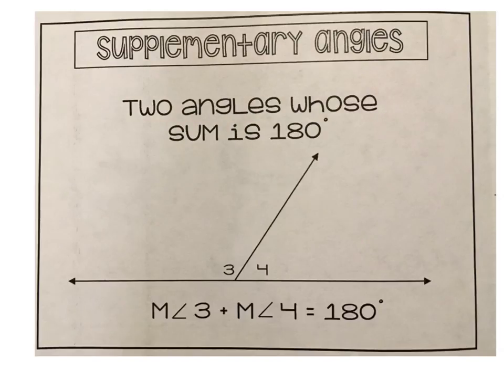And then we have supplementary angles. So this is saying if I add angle 3 plus angle 4, it equals 180 degrees. And you can see a little better there on that drawing that it's half a circle because a whole circle is 360 degrees.